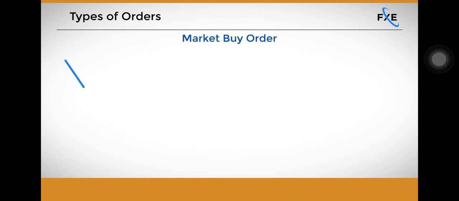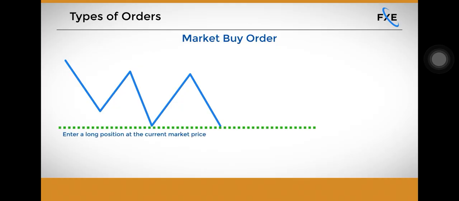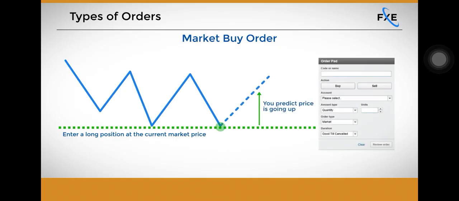Let's now look at market buy orders. When a market executed buy order is placed, the trader is willing to pay the ask price, and when a market sell order is placed, the trader is willing to accept the bid price. When you want to place a buy market order, you are essentially entering a position long at the current market price. You will use this type of order if you predict that the market will be going up from around the current level. The order pads used in this tutorial are from the Iris trading platform, but most platform order pads will have the same options available.